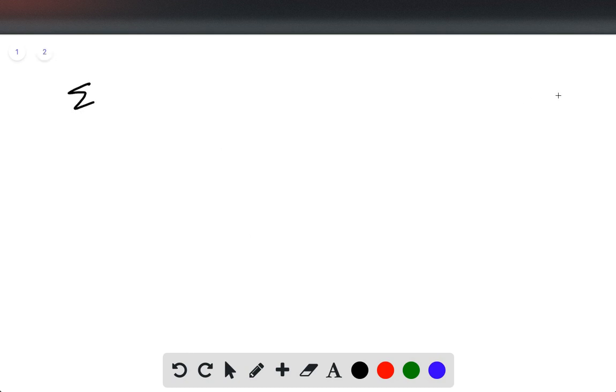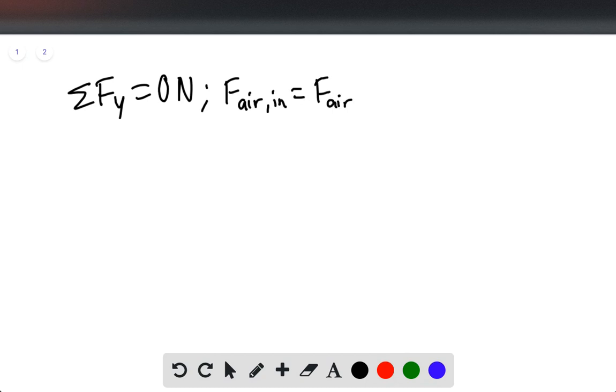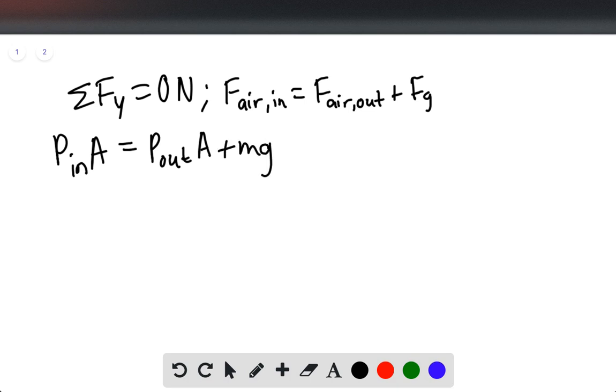So we can say sigma F in the Y is going to equal 0 newtons, because of course this piston is supposed to be perfectly suspended and not moving. So we can say that the force of the air inside the container is going to equal the force of the air outside the container plus the force of gravity of the piston. So we can say P sub in A equals P sub out A, and then plus mg. So P sub in would simply equal P sub out plus mg over A.